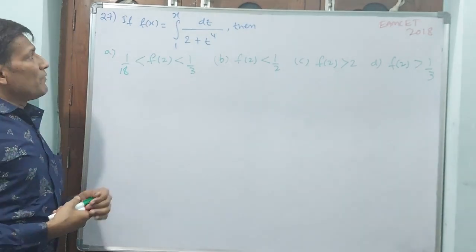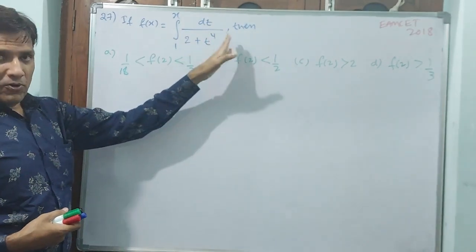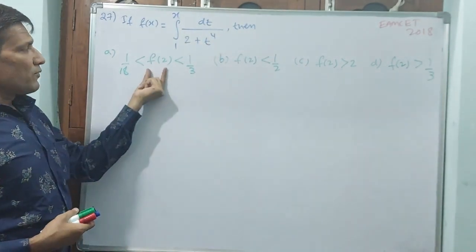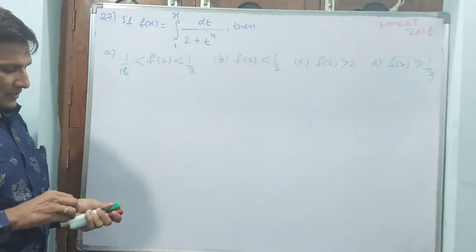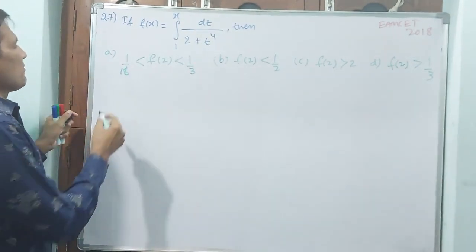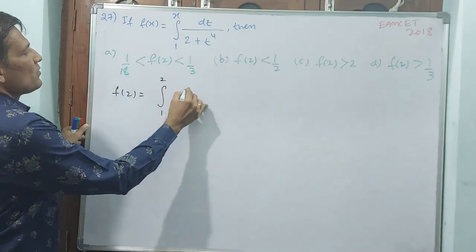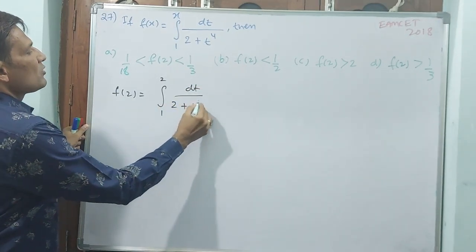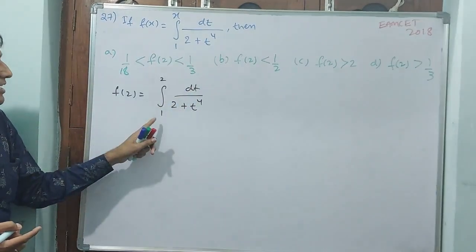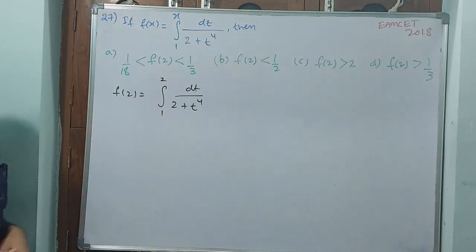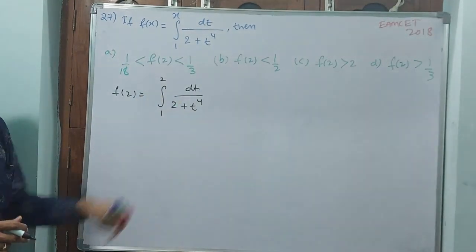See, if f of x is equal to the integral from 1 to x of dt by (2 plus t to the power of 4), then what about f of 2? Wherever x is there, 2 will come. See how I am writing. That means f of 2 is equivalent to the integral from 1 to 2 of dt by (2 plus t to the power of 4). That's all. Why? Because here you don't have x, only t, but only x is in the limit. This is the logic.